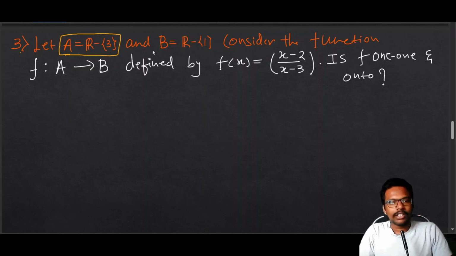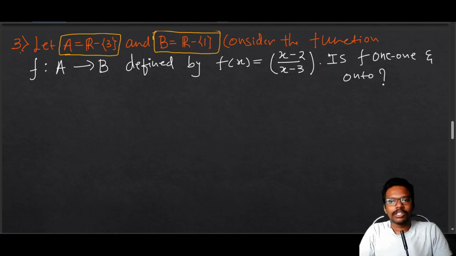Okay, and they have given B. So B equals real numbers minus {1}. They have removed 1 here. There is a particular reason why they have removed 3 in the domain and why they have removed 1 in the codomain. So while solving, let us understand why they have removed 3 and 1.